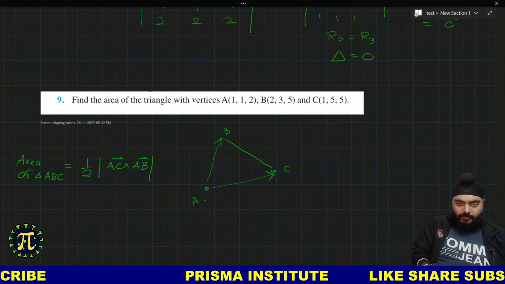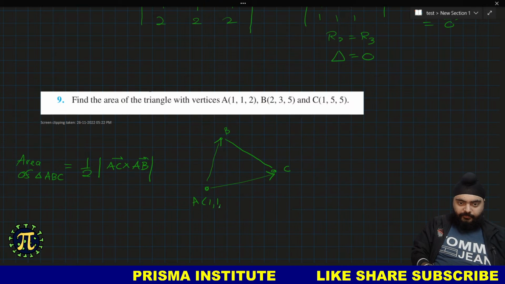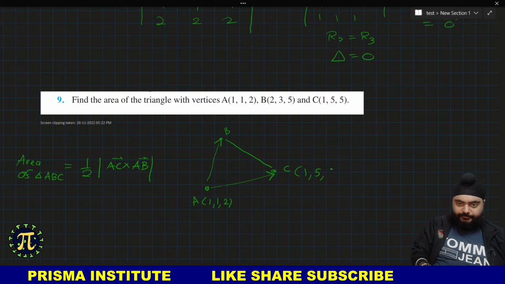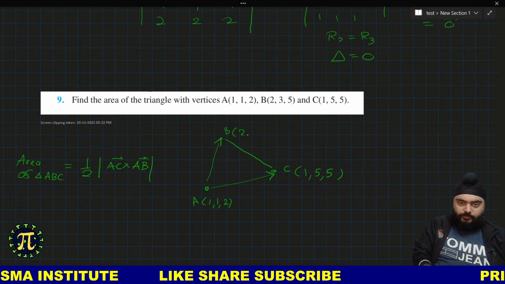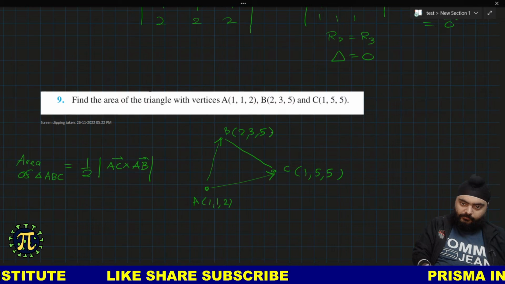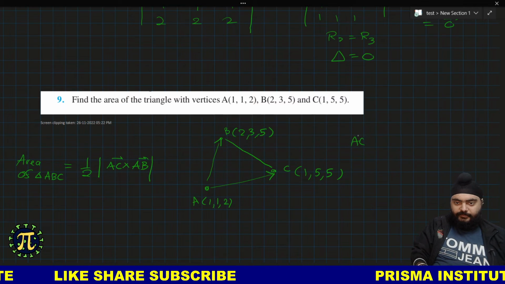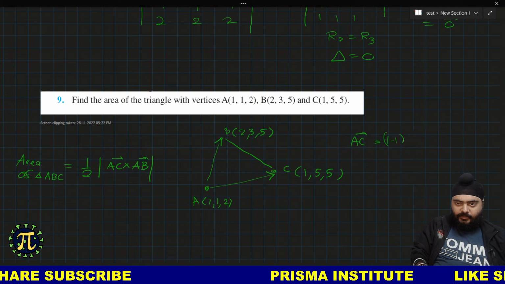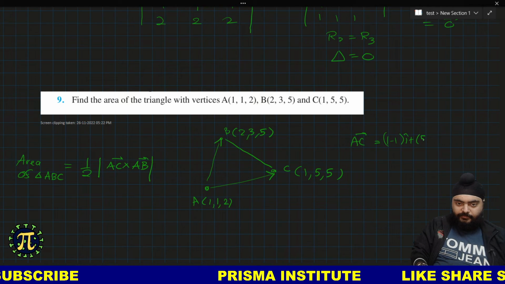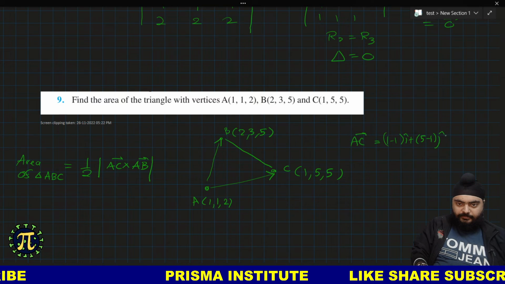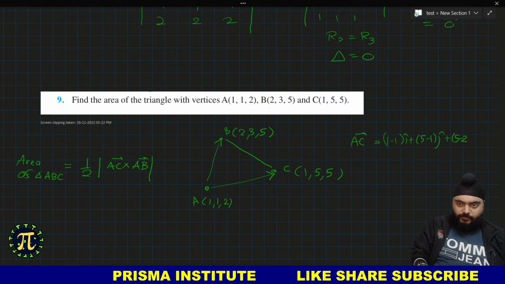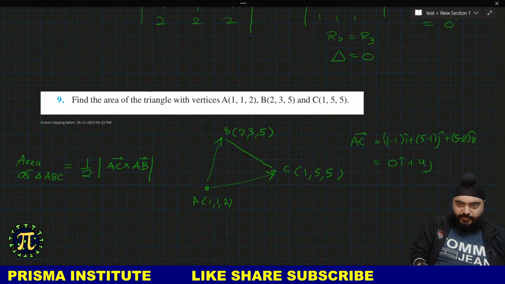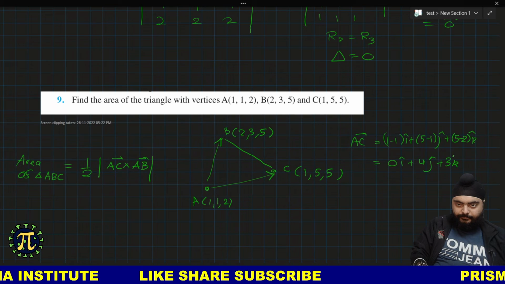So let's find AC vector. So A के coordinates है 1, 1 and 2. C के coordinates है 1, 5 and 5. B के coordinates है 2, 3 and 5. So AC vector comes out to be, final point C है, so 1 minus 1 I cap plus 5 minus 1 J cap plus 5 minus 2 K cap. So AC vector is 0 I cap plus 4 J cap plus 3 K cap.